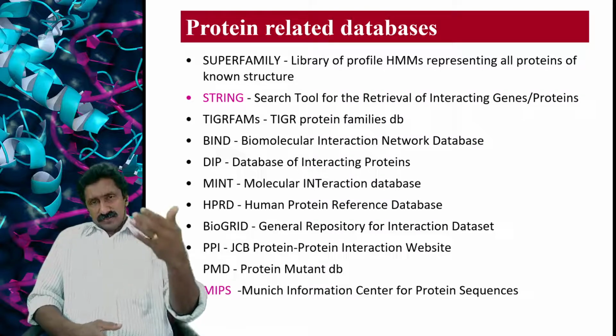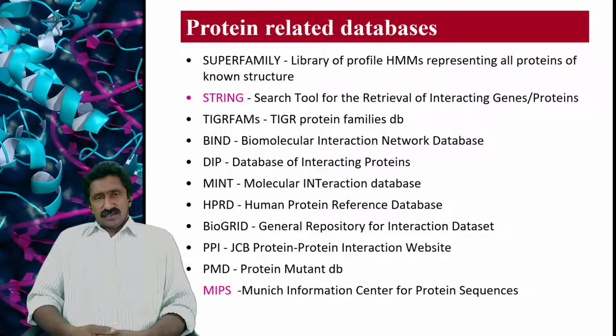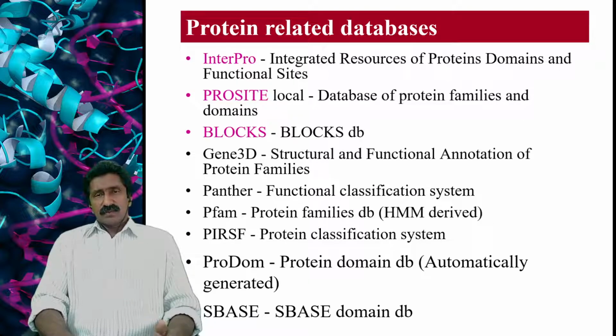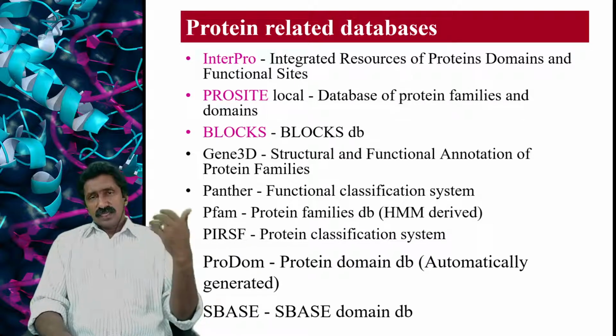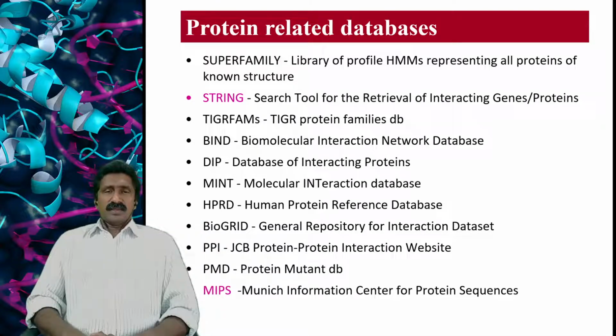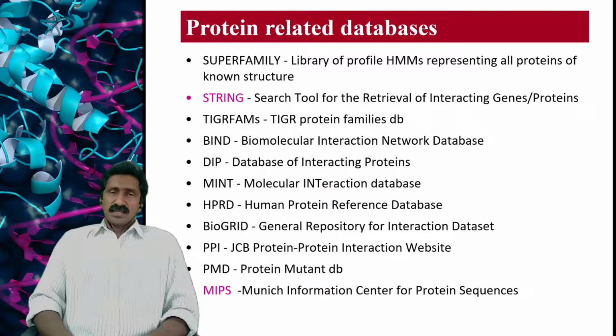Then coming down, you have MIPS, that is the Munich Information Center for Protein Sequences. I will be selecting some of them, for example InterPro, then ProSite, Blocks, STRING, and MIPS. Some of them, the highlighted ones, will be discussed in the subsequent slides.